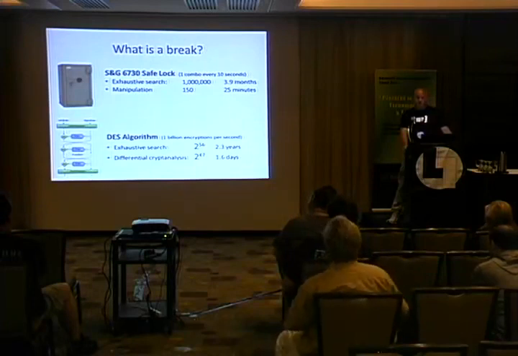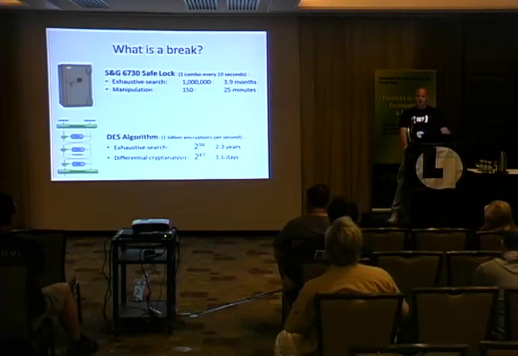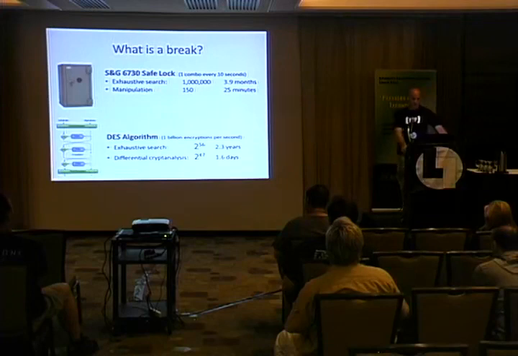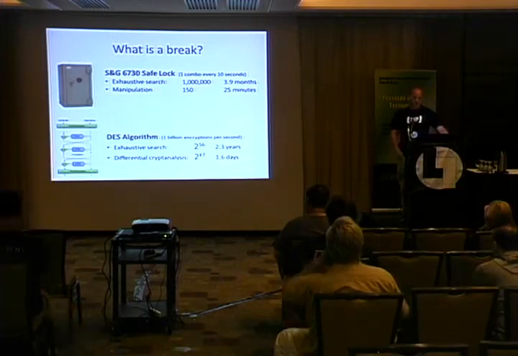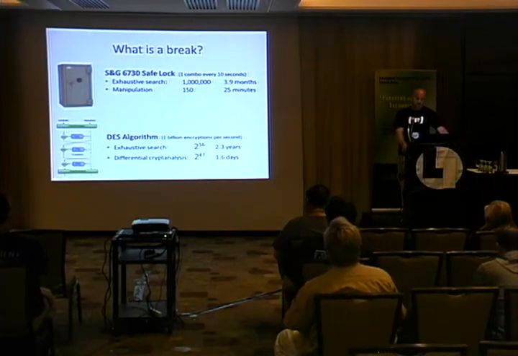So again, the analogy with the safe lock, you can either test 1 million combos, or you can take apart the lock, figure out how it works, find the vulnerability, and do 150 combos. You're still doing work. It's not instant, but you're doing less work. And in the case of DES, it goes from 2.3 years to 1.6 days if you apply this attack to that algorithm.